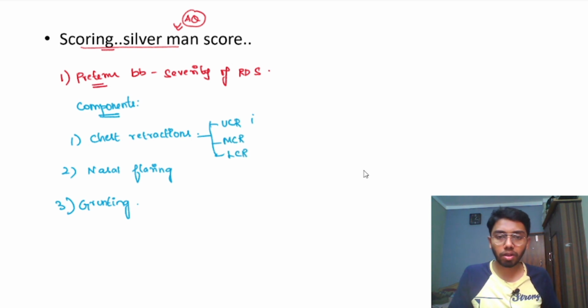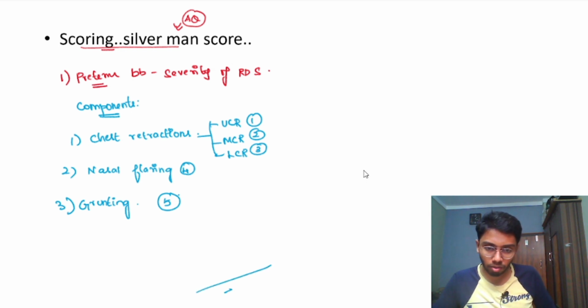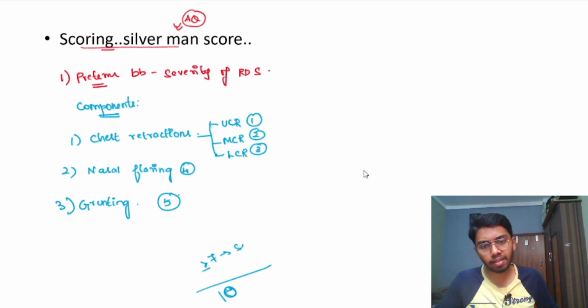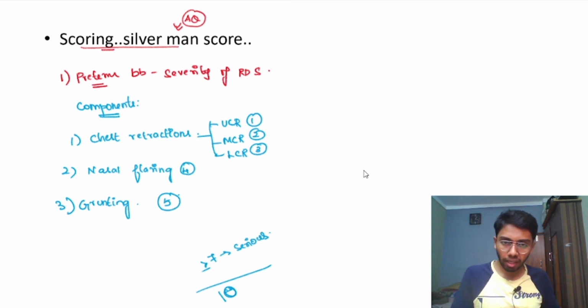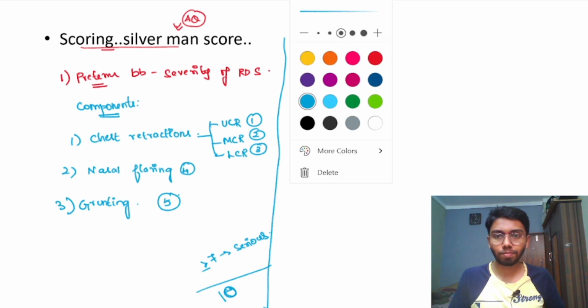So it has 5 components. Component number 1, 2, 3, 4 and 5. This is what Silverman score is about. We calculate the Silverman scoring for a total of 10. If the baby is having a Silverman score of more than or equal to 7, then it indicates a very serious condition. We will have to manage it immediately. I just want to make a comparison with Apgar score right here, because we have a lot of similarities between Silverman score and Apgar scoring. See, coming to Apgar scoring.